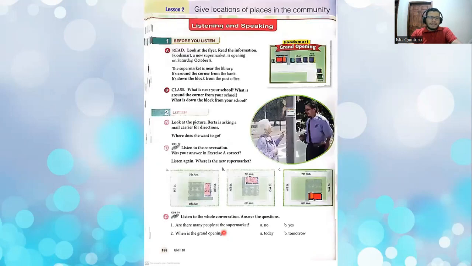So let's go to lesson number 2. And what do we have there? Give locations of places in the community. Look at the flyer, read the information.